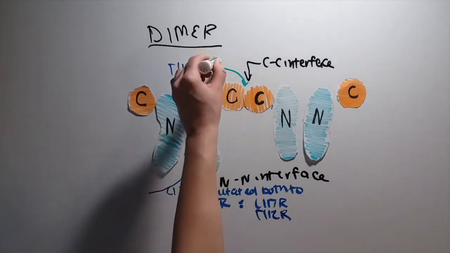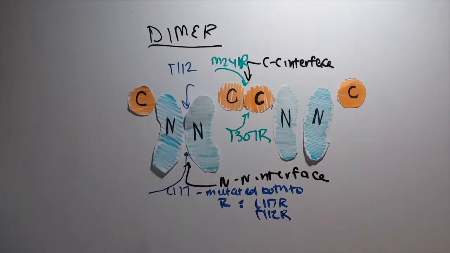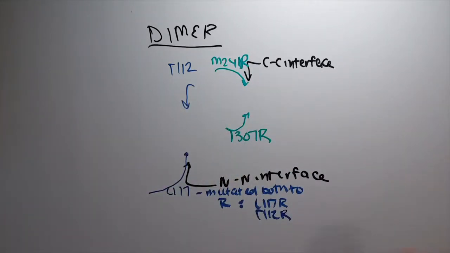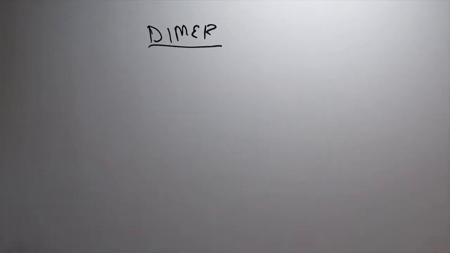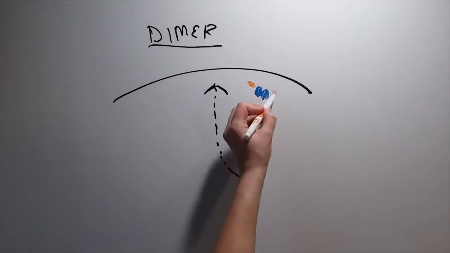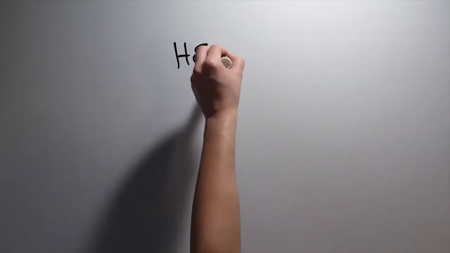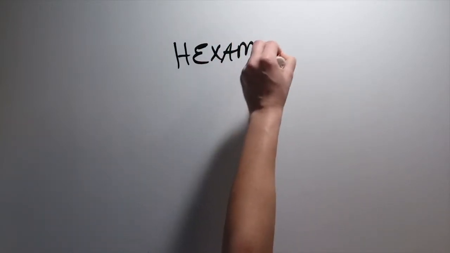The CC interface was also mutated. Methionine 241 and isoleucine 307 are important for this interaction. M241R did not bud or migrate well, and the I307R mutation did not migrate or bud at all. Therefore, the dimer plays an essential role in membrane trafficking and budding of virus-like particles. It was thought that the dimer C-N-N-C interaction was how the matrix was assembled.